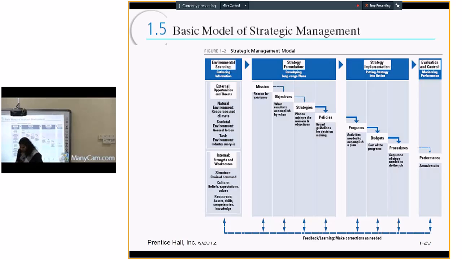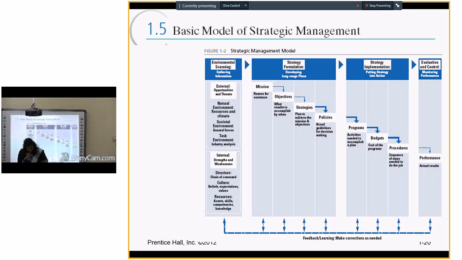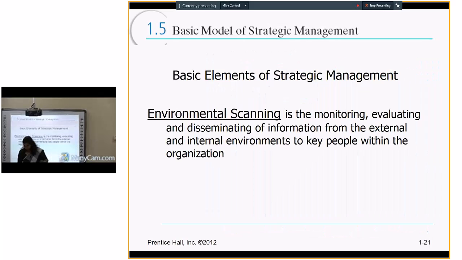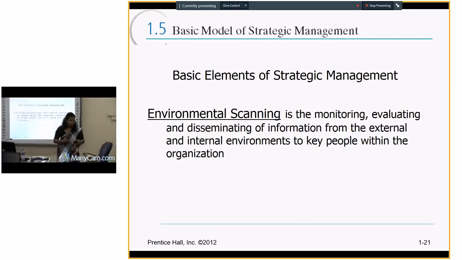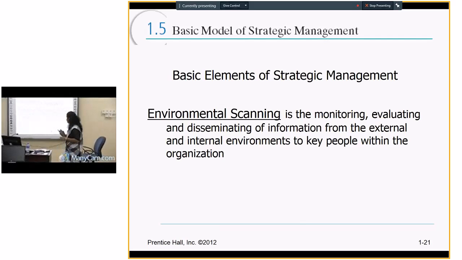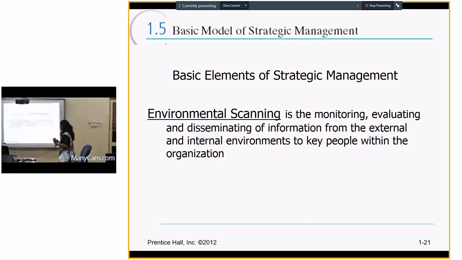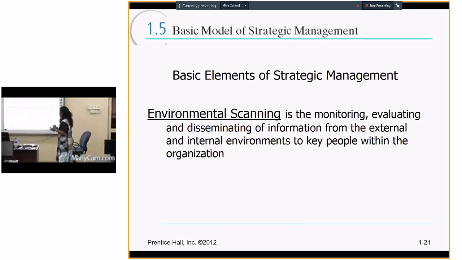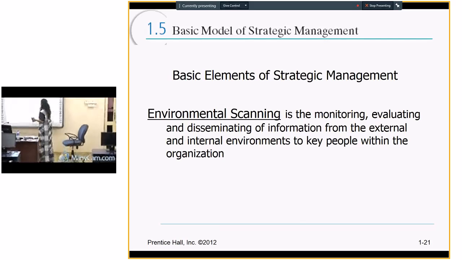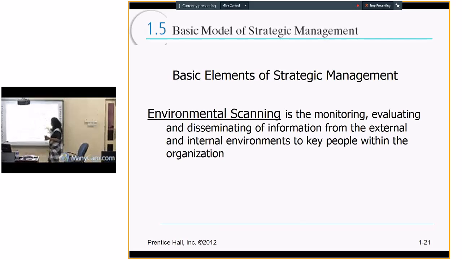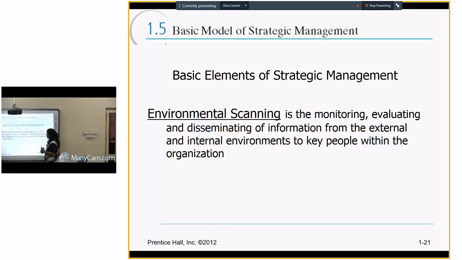Okay, we learn about one by one. Yes, environmental scanning. Under environmental scanning, what companies have to do is monitor, evaluate and disseminate information from the external and internal environments to key people within the organization. Why are we highlighting this? To key people, we have to make the communication. That means strategic managers have to monitor the environment.